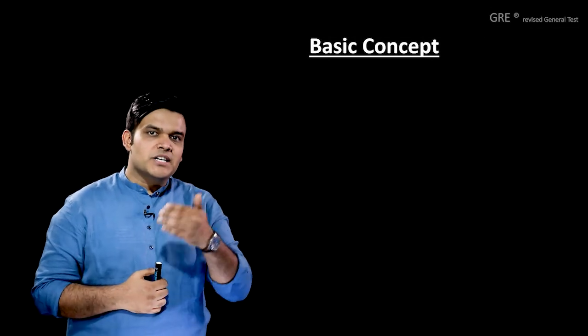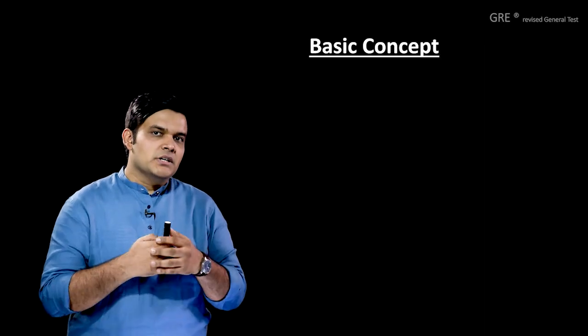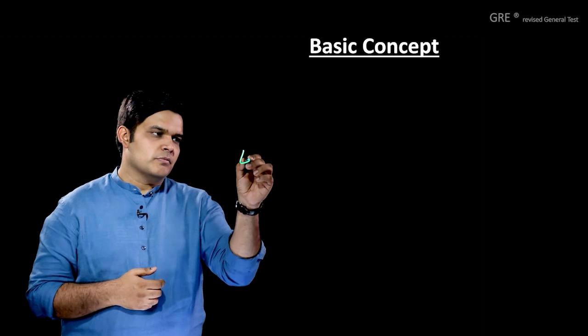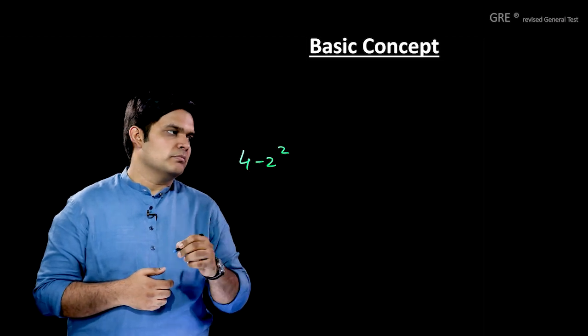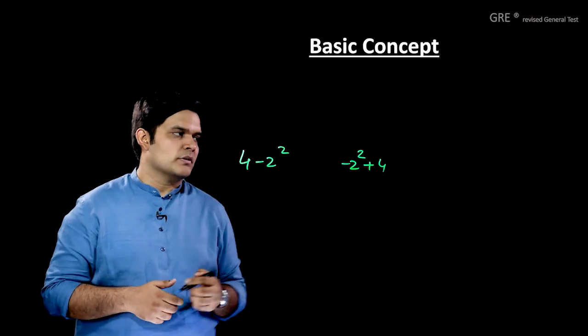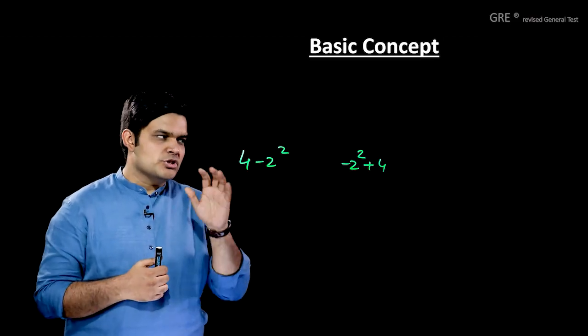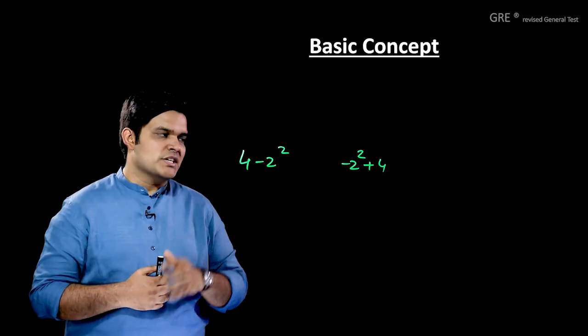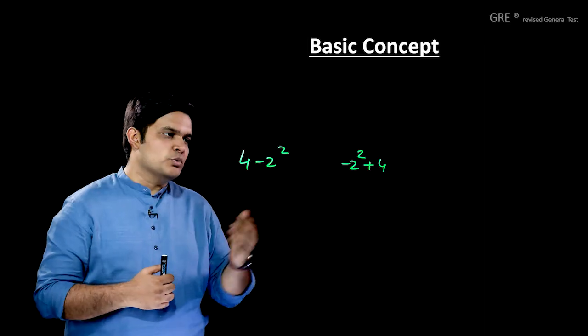Let's see. When I say concepts, what kind of skill set is required? Let's take an example to understand. I'm writing two expressions: 4 minus 2 square, and minus 2 square plus 4. I'll pause for a moment, just try and tell me, are these two expressions different or the same? Or is there any similarity in the two?